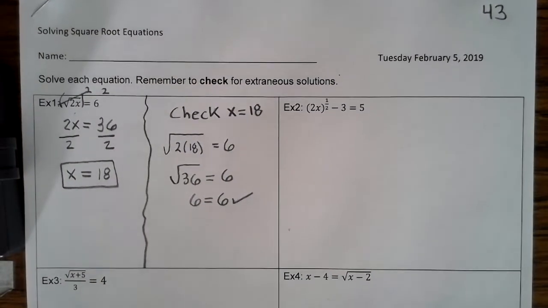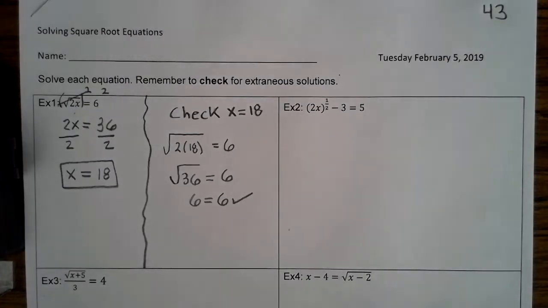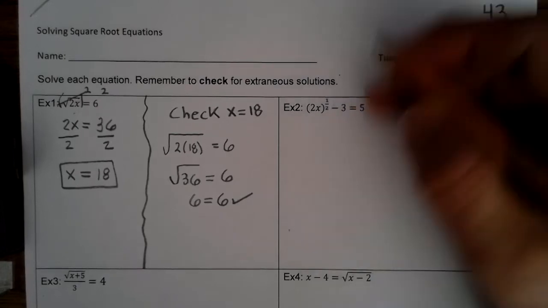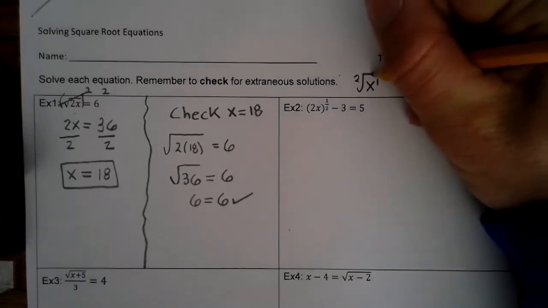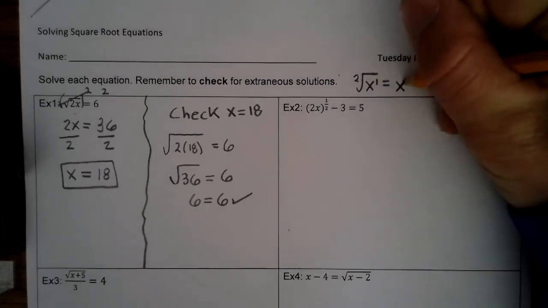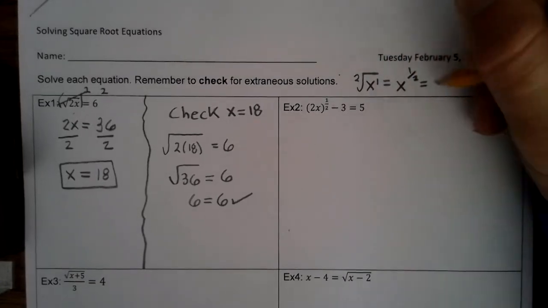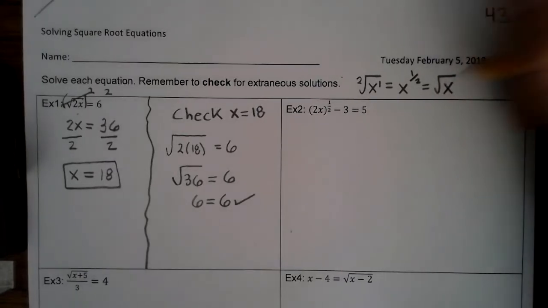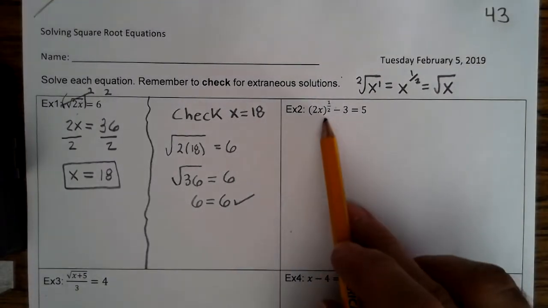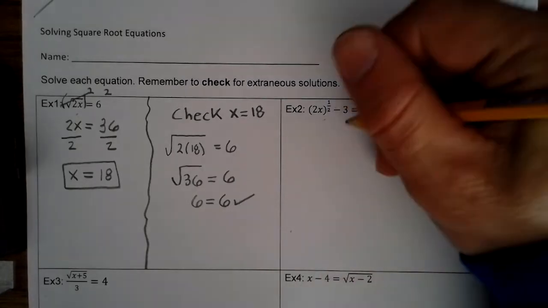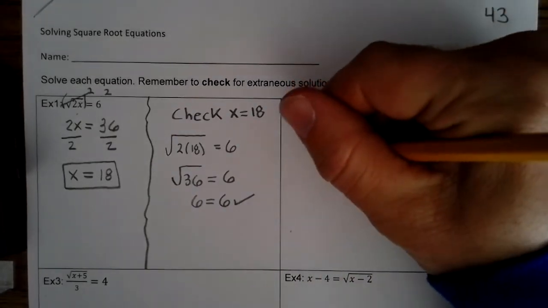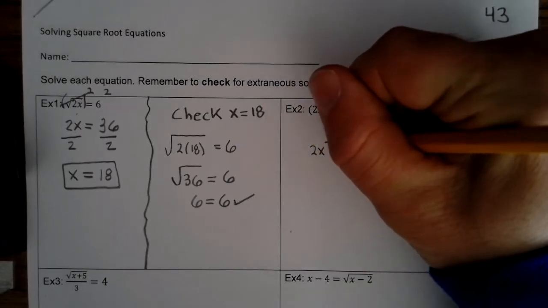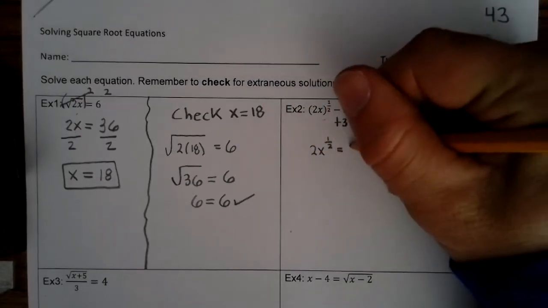All right, let's take a look at example 2. Okay, now, first step is going to isolate the square root. Now, you see to the 1/2 power, but square root of x to the first power is the same as x to the 1/2 power, which is the same as square root of x. Okay, so that technically is a square root. So we're going to add 3 to both sides. So you get 2x to the 1/2 power equals 8.